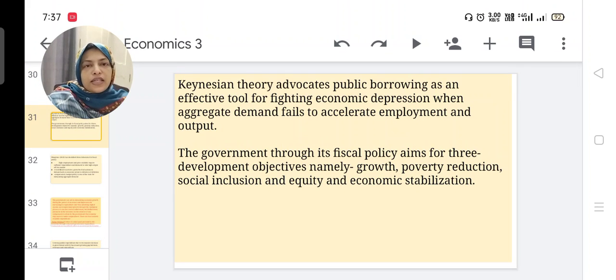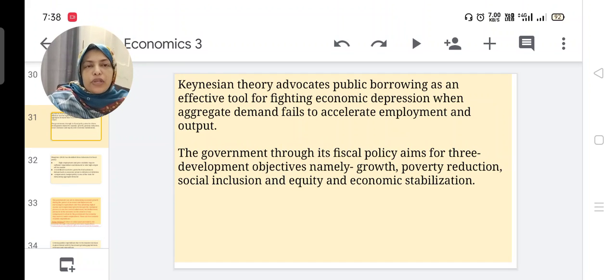Keynesian theory advocates public borrowing as an effective tool for fighting economic depression when aggregate demand fails to accelerate employment and output. Yesterday we studied that the classicals were against government policies and debt policy, but Keynesian theory advocates public borrowing as an effective tool for fighting economic depression.